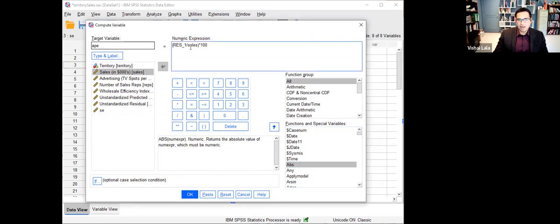So go here, ABS, and put this whole thing inside the ABS. When it comes to computing or doing transform compute, SPSS doesn't care about white space, except for variable names. It doesn't care about case. For example, your function could be lowercase or uppercase, it wouldn't matter, but the variable name would have to be the same case as the actual variable name. You can't mess with the case for that variable.